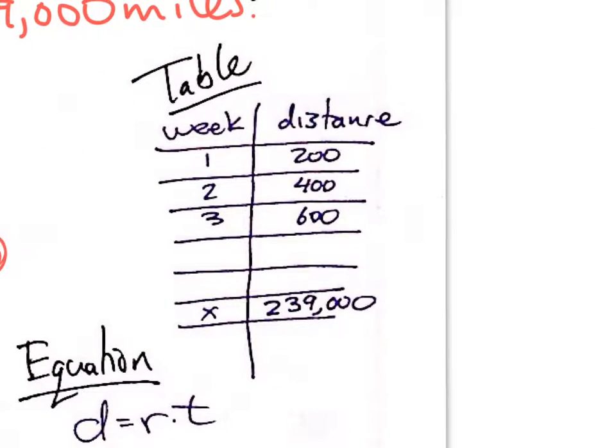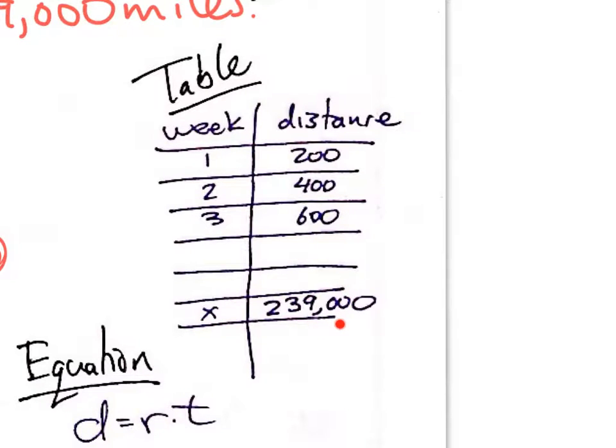If you were to write out a table of values, this also might be helpful. So after 1 week, he's gone 200 miles. After 2 weeks, he's gone 400 miles. After 3 weeks, he's gone 600 miles, etc. And then after, again, this is what we're looking for, how many weeks, he's gone 239,000 miles.